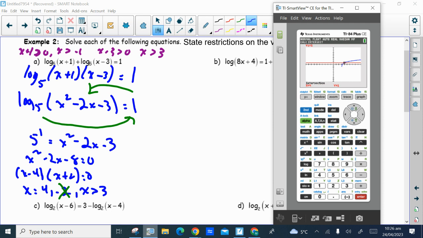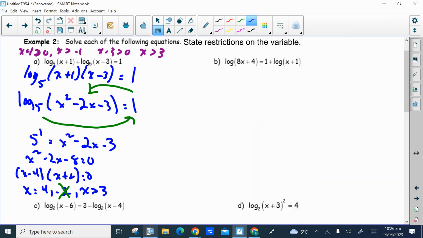So there's another way you can check to make sure your answers are correct. Check them algebraically or graphically. All right, question B. I would collect the logs together first. These are both logs with base 10, common logs because no base is indicated. So I would subtract the log of x plus 1 from both sides. And then you can use the quotient law here to combine into one log.